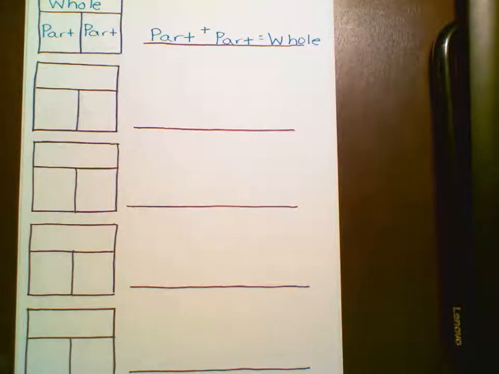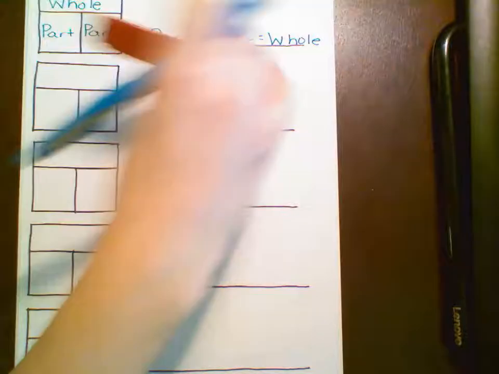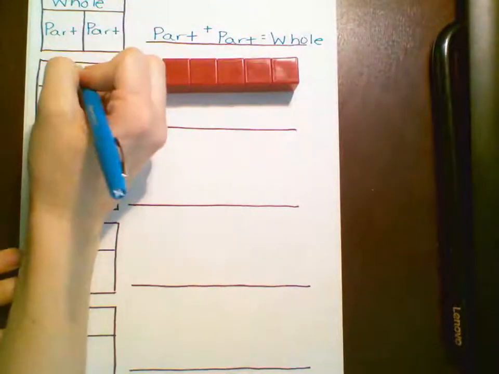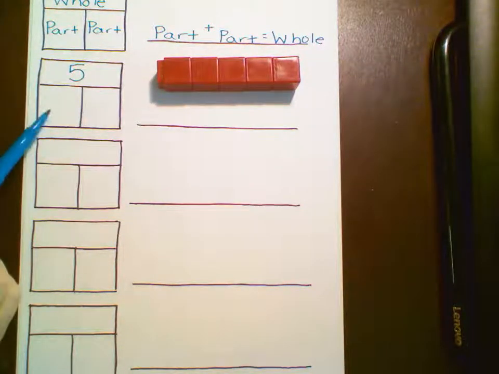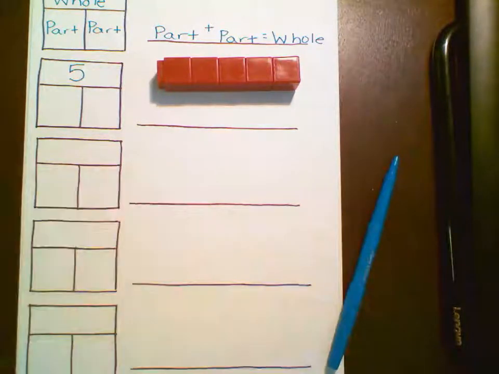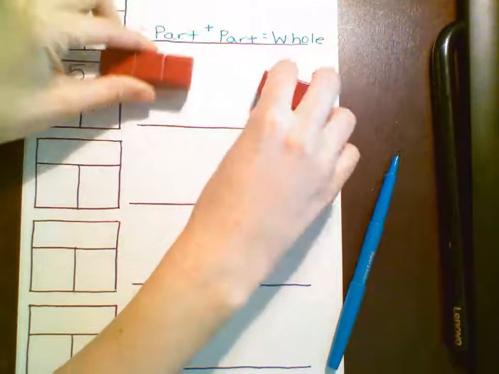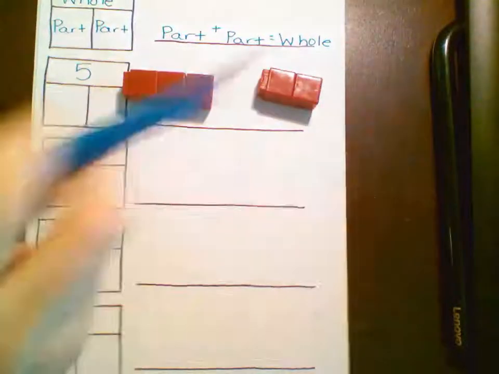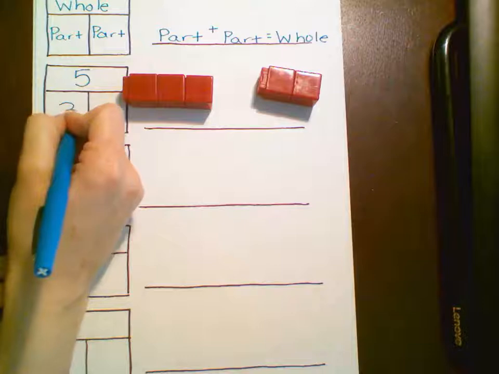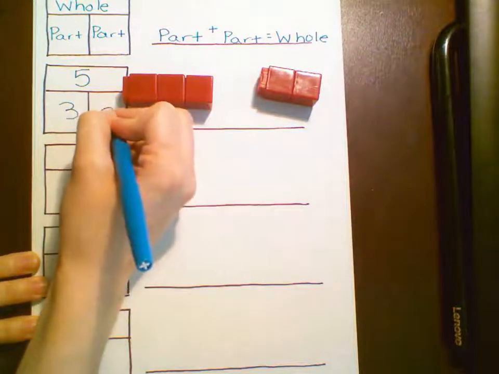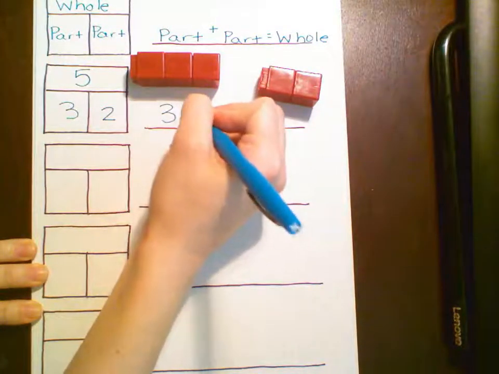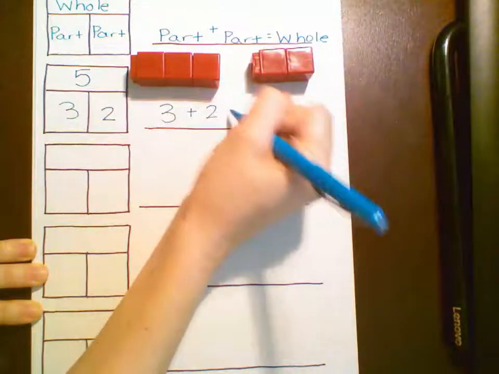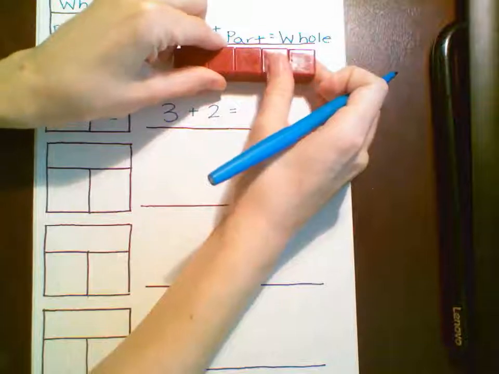So let's say I'm starting with the number 5. So there's my whole. Now I can take that number 5 and I can break it into at least 2 parts. And I can have lots of different ways that I can do that. So I'm going to start by pulling it apart. Now the 2 parts that I came with were 3 and 2. So that means that 3 plus 2 equals 5.